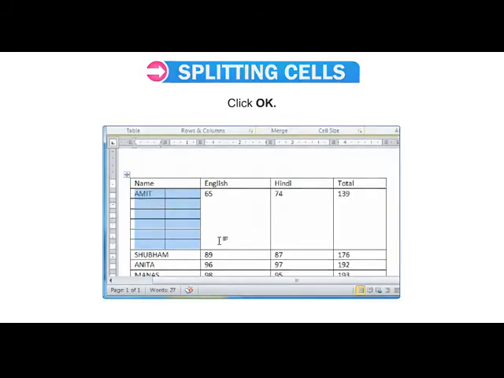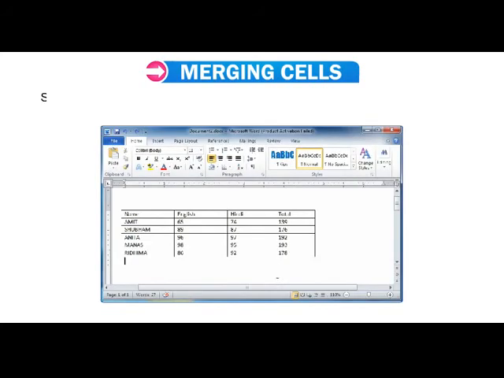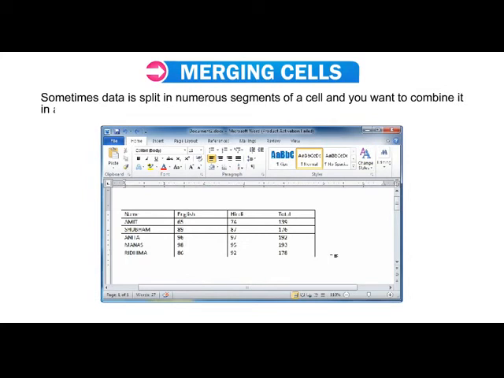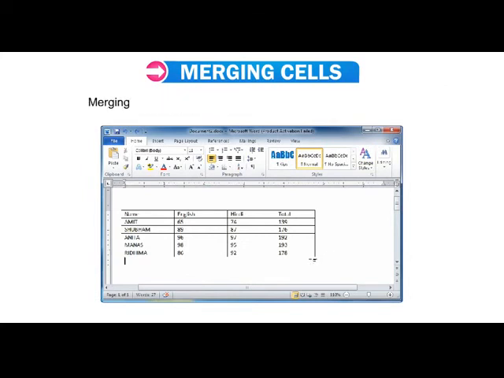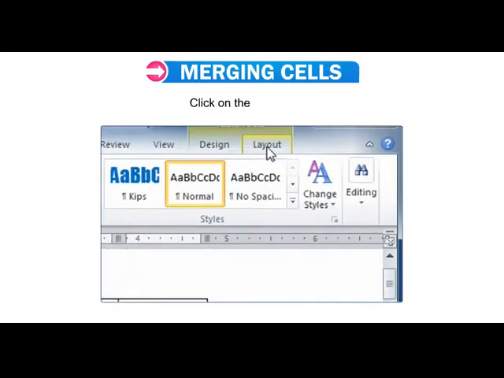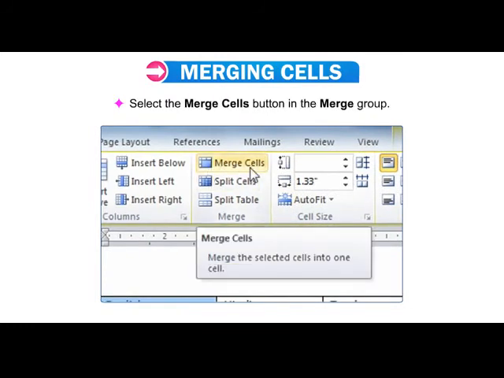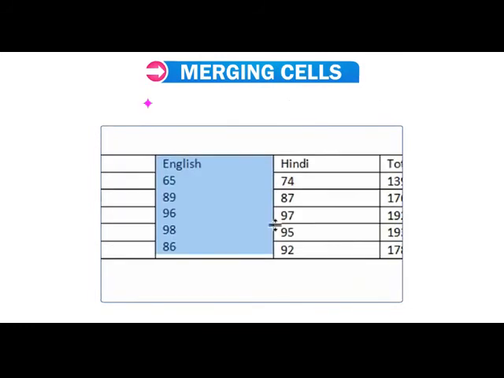Now let's find out how to merge cells. Sometimes data is split into numerous segments of a cell and you want to combine it in a single cell to give it a better look. Merging these cells provides a way to consolidate data in one cell. Select the cells you want to merge. Click the Layout tab. Select the Merge Cells button in the Merge group. The data gets merged into a single cell.